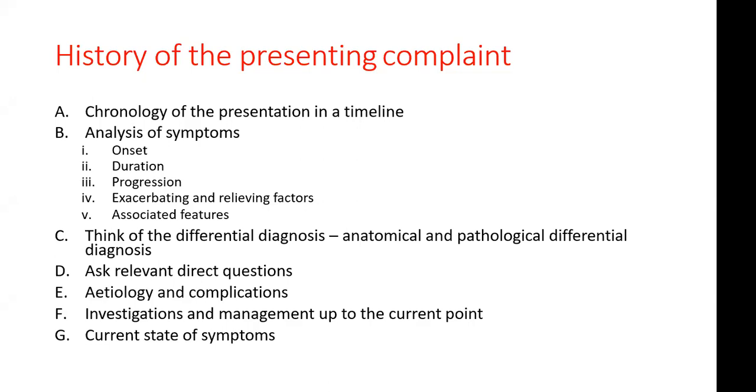These 1, 2, 3, 4, 5, 6, 7 points are very, very important. So make sure that you get this into your head very, very clearly. And this is the most important part of your history, especially in a diagnostic problem. So chronology, analyzing the symptoms within that chronology, generating a differential diagnosis, based on the differential diagnosis, asking relevant direct questions. In some cases, asking about the etiology of the differential diagnosis might help, not always. Investigations and management up to the current point. This is basically for us to plan out our investigations. And the current state of symptoms, that is the symptoms and signs the patient has on the day that you took the history or talked to the patient. Fine.